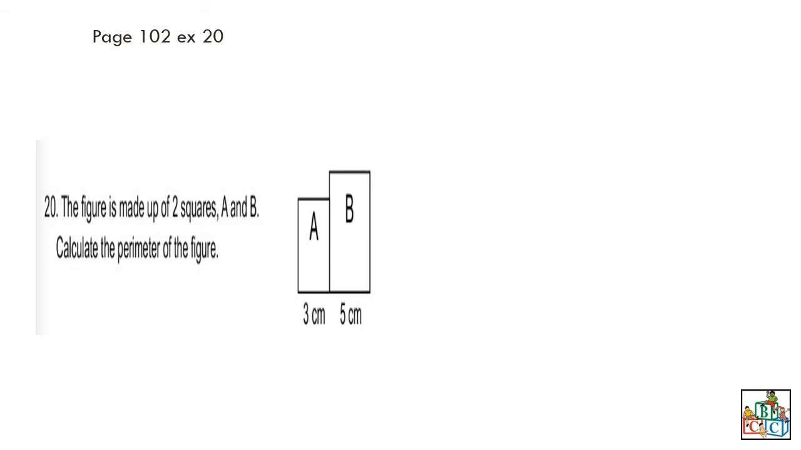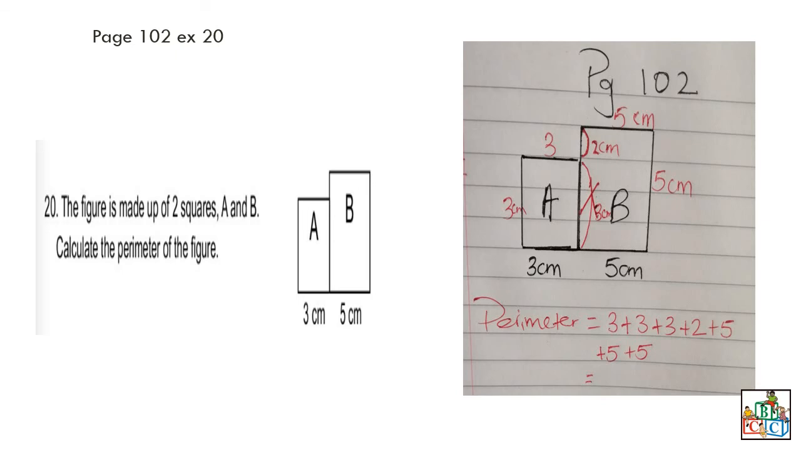So take a look. Okay, so first of all, you're going to write all the missing parts. You're going to write 3 centimeters for A. Okay, for B, you're going to write your 5 centimeters at the top.